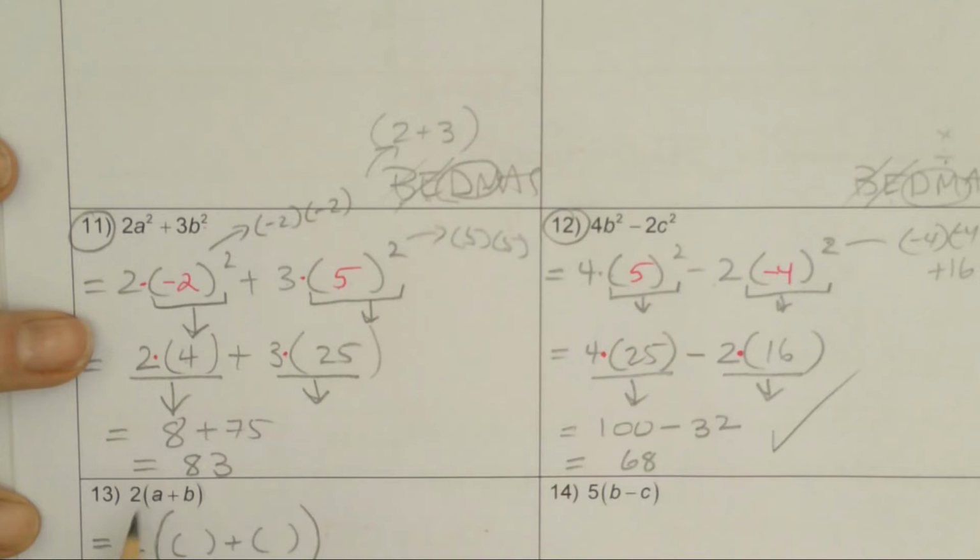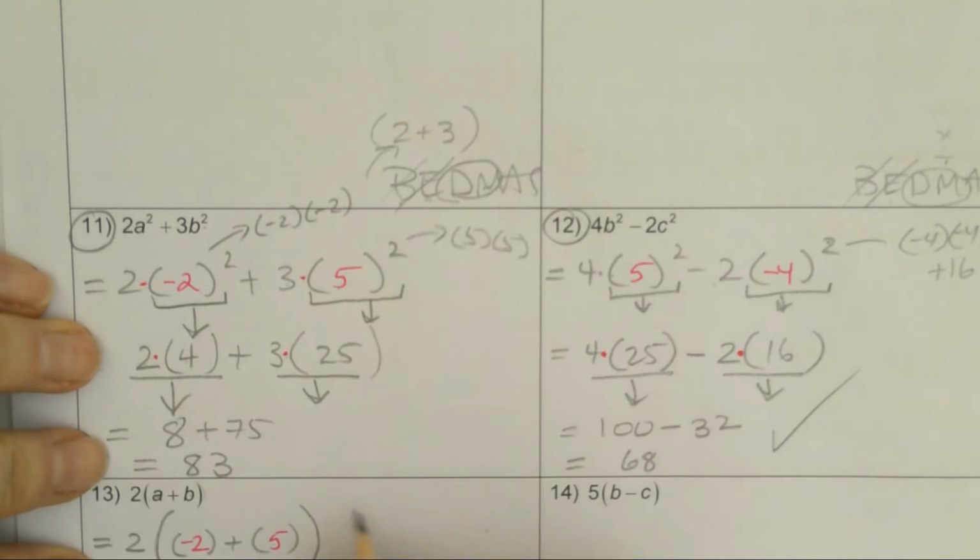And what is A? I'm going to substitute in the number that represents A. And A is minus 2, and B is 5. Okay? That's just to help my eyes. You don't have to use big brackets. Some people use square ones instead, but it's just easy for my eyes to see it. Okay, so BEDMAS.